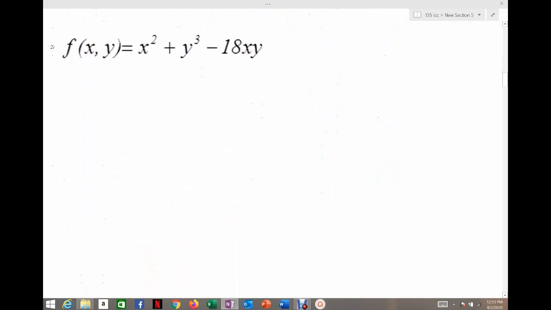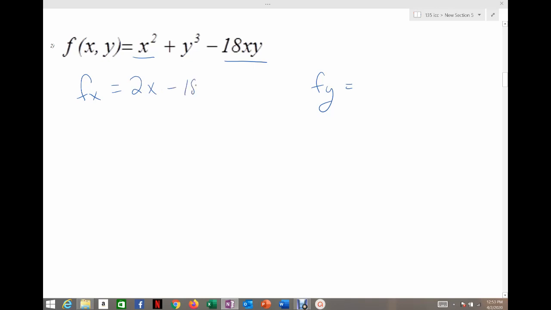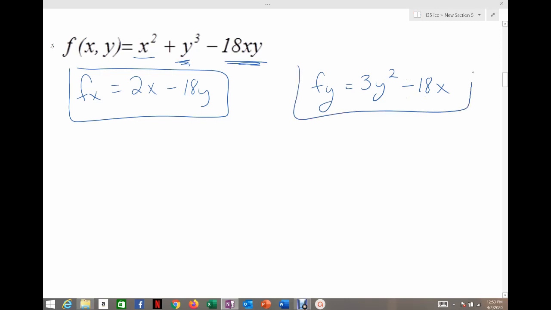Alright, x squared y cubed minus 18xy. So again, my first derivatives, and then my second derivatives. Alright, so my first derivative with respect to x, 2x minus 18y. And then my derivative with respect to y, 3y squared minus 18x. Alright, so first derivative's done.